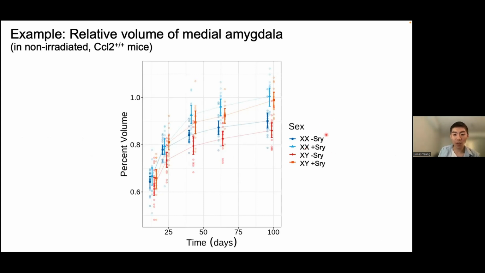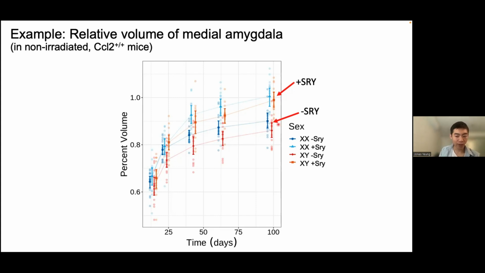So we have these 4 sex genotypes, which are represented as these 4 colored lines. And here I'm plotting the relative volume of the medial amygdala over time. So this is just the medial amygdala volume normalized by the whole brain volume. And you see immediately that there are 2 separate groups here, and these 2 groups represent the mice that have SRY, so these guys on the top, and then these guys on the bottom are the mice that don't have SRY. So these mice have testes, these mice have ovaries. And this is consistent with what we know with males having larger medial amygdalas compared to females.